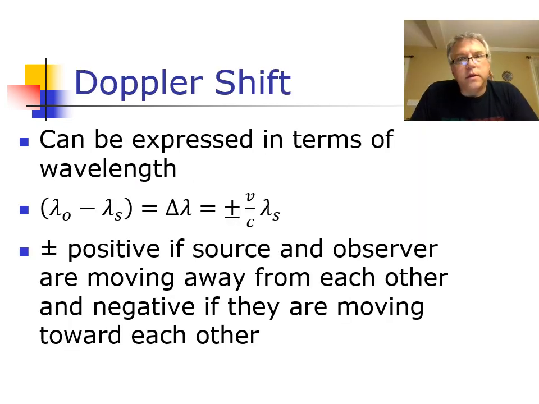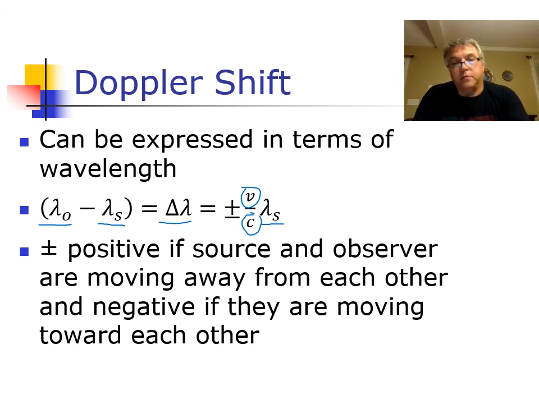Now we could also look at the Doppler shift for electromagnetic waves in terms of the wavelength. And when we look at the Doppler shift in terms of wavelength, we have a different formula. And that formula is the observed wavelength of light minus the wavelength emitted by the source is equal to the change in the wavelength. And that change in the wavelength is equal to plus or minus the relative velocity between the source and the observer divided by the speed of light times the wavelength emitted by the source.